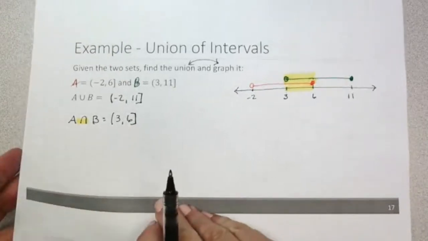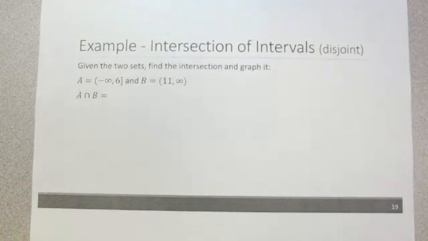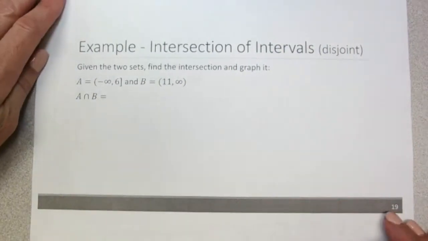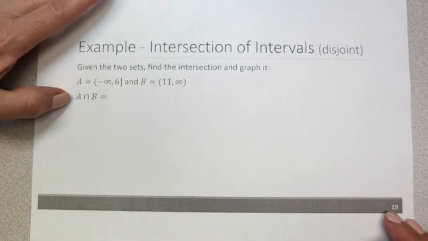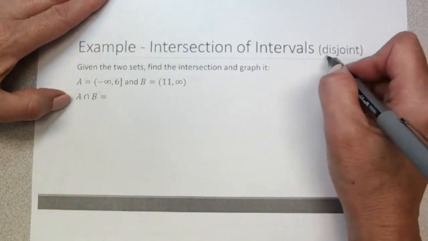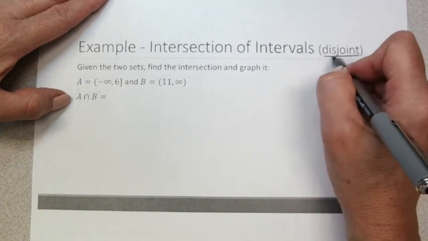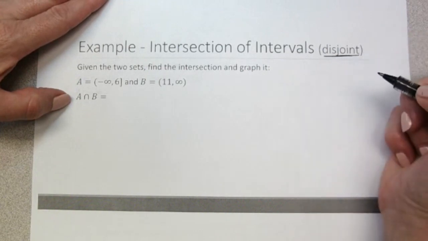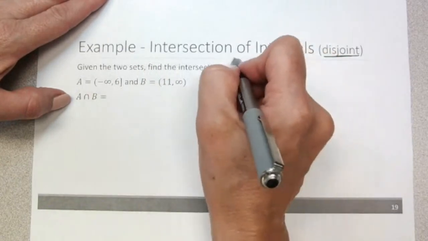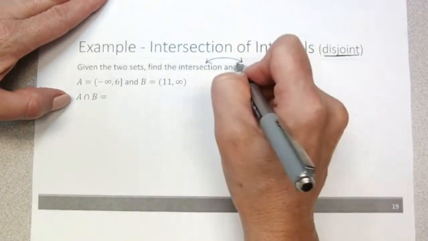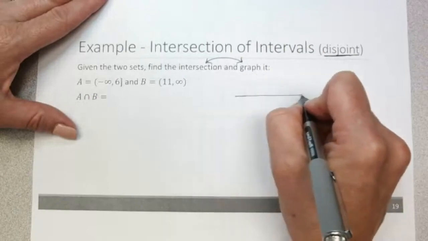All right. Let's look at one more example. Let's see if we can find the intersection of 2 sets, right? 2 continuous sets, or the intersection of these intervals. The word disjoint is sticking out over here. What does that mean? I'm going to leave you hanging on that for a minute. Let's graph it first. I want to graph first. Let's look at the graph first.